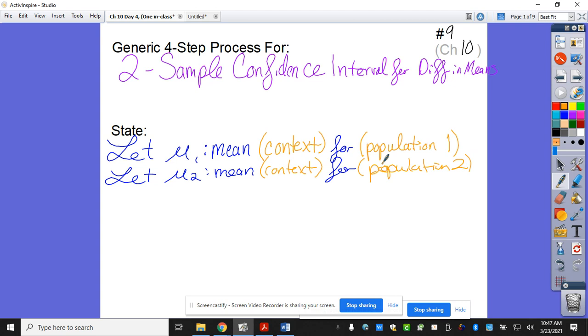So we're doing an interval, not a test. So then what do I go straight into from there? We want to estimate. And looking based off of Thursday's, we would write, we want to estimate what? The true difference in means.